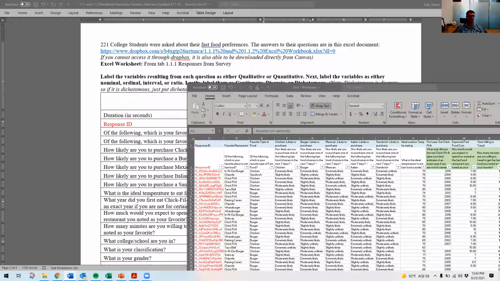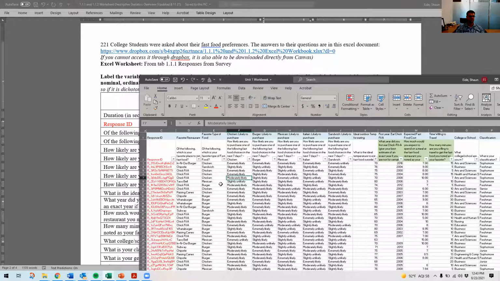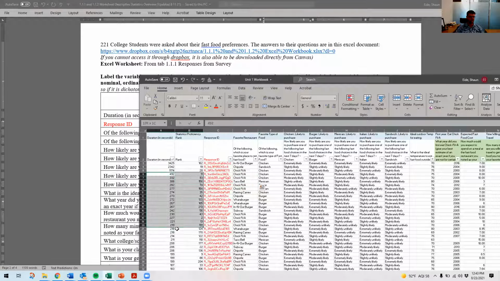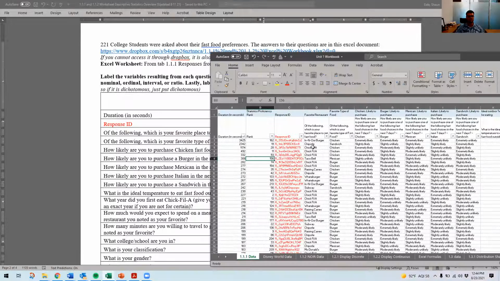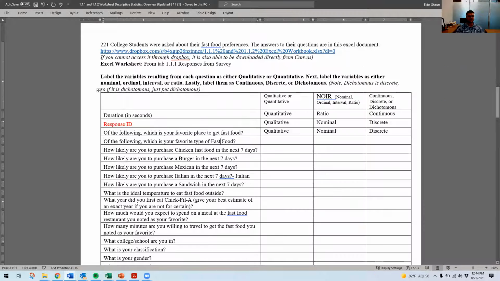So you look at here and you say duration in seconds. Okay, so you come over here, duration in seconds. So we have legitimate seconds. Okay, and then of the following, what's your favorite place to get fast food? So that's this right here. And you'll notice, okay, there's a whole bunch of individual responses. And then of the following, what is your favorite type of fast food? Chicken, Mexican, and so on. And so you see the actual types of responses and answer all of these based on the types of responses that you have.